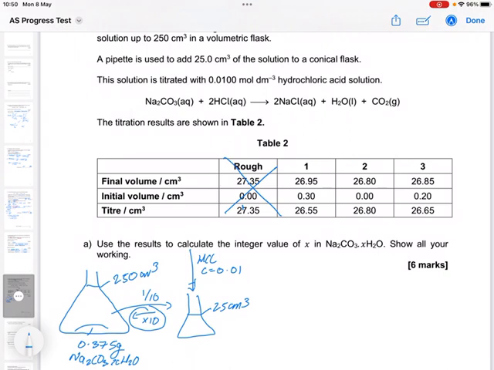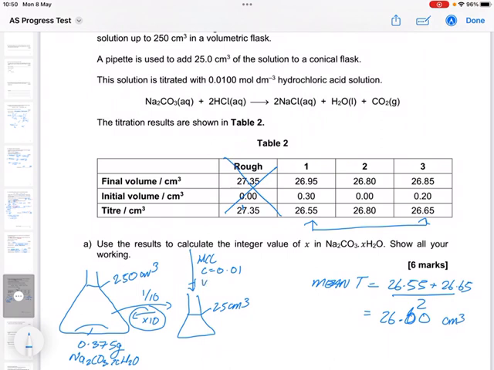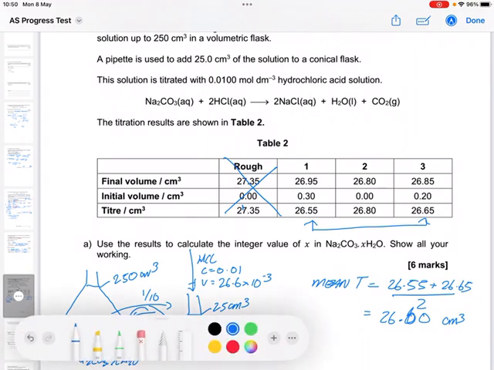So the two closest are these two here. So 26.55 and 26.65, which means my mean titer is 26.55 plus 26.65 divided by 2, which equals 26.60 centimetres cubed. So my volume here is 26.6 times 10 to the minus 3. So let's just look at the route.